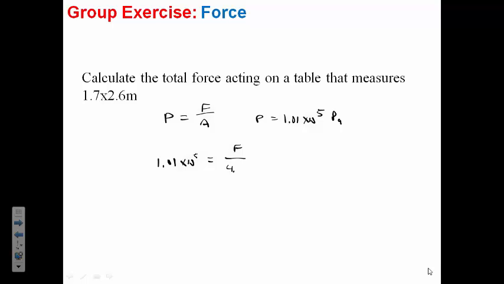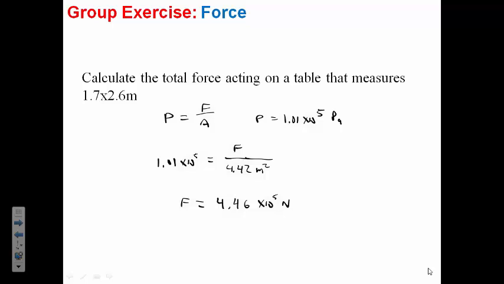our 4.42 square meters. And so essentially the force that the atmosphere exerts on our table is quite large at 4.46 times 10 to the 5 newtons.